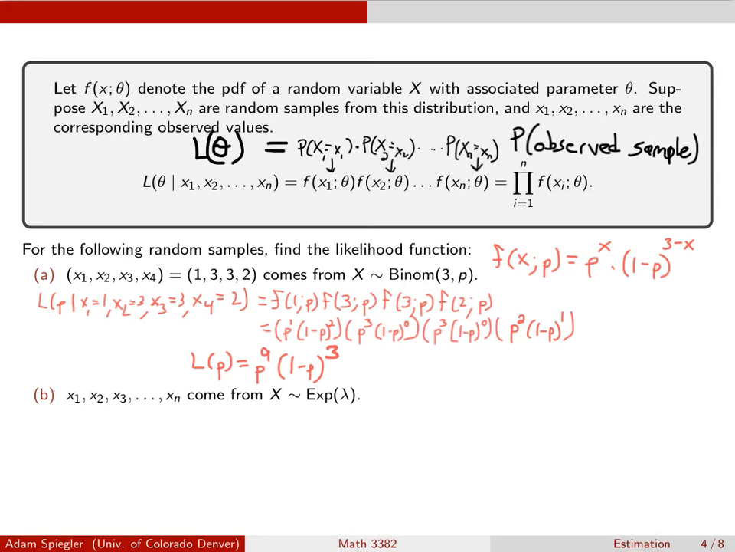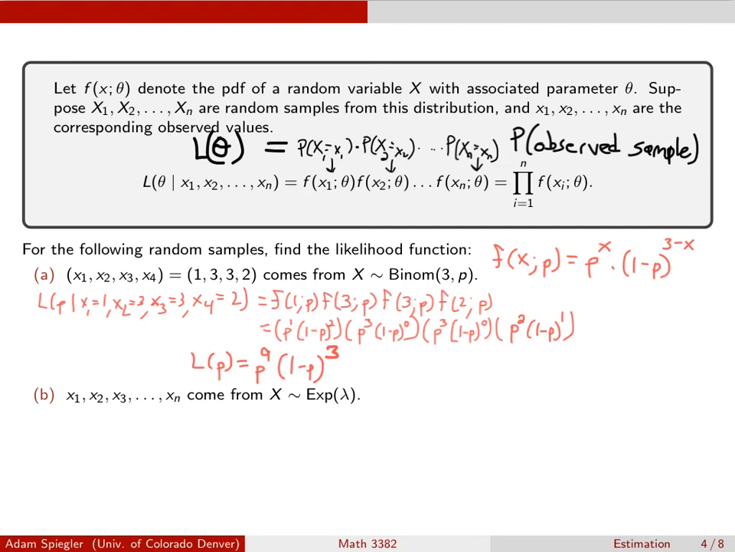If we wanted to find, in the next example, the likelihood function for a sample of n observations that we make, and these all come from an exponential distribution. Okay, so an exponential distribution, just to remind ourselves, is a continuous random variable. But the way that we're going to find the likelihood function is going to be the same regardless of whether our random variable is discrete or continuous.